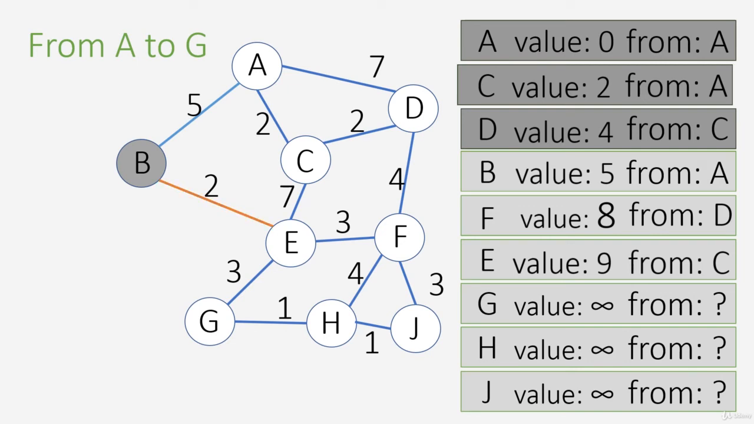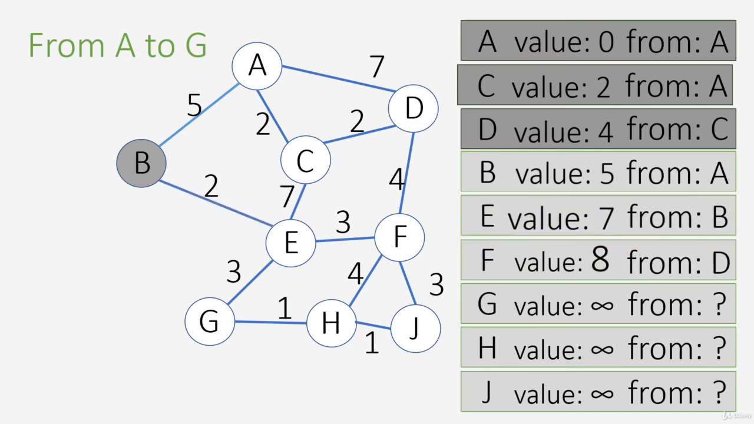I can get from B to E, and it takes me only 2. So I add up the value of B with 2 and get 7, and I can see that E has a value of 9. So I change it to 7, and I also change the node from which I got here to B. Now I delete node B from the priority queue and grab node E.